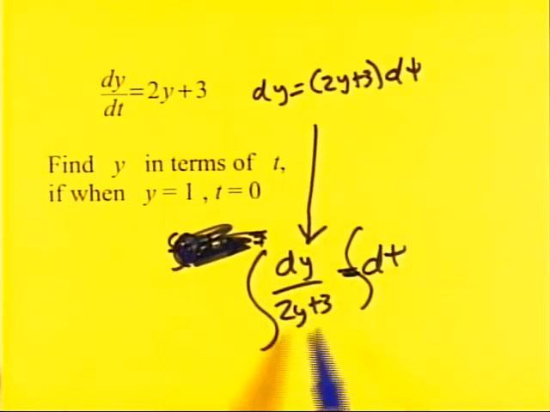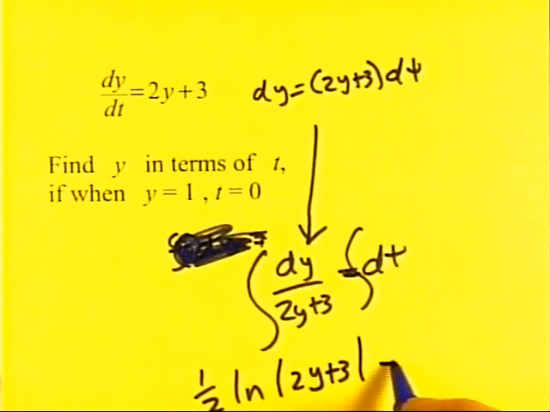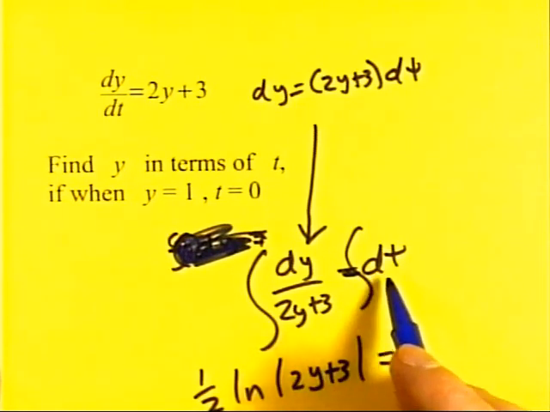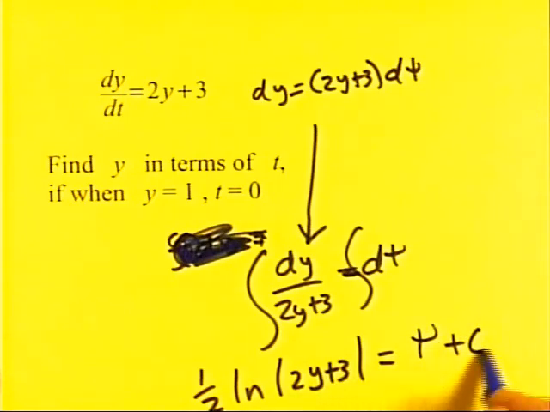What's the integral of that? Is that the natural log of 2y plus 3? It's 1/2 times the natural log of 2y plus 3, yes. Equals, what is it, just dt? What's the integral of dt? Oh, t. That's right. It's like the integral of 1, so it's t plus c.